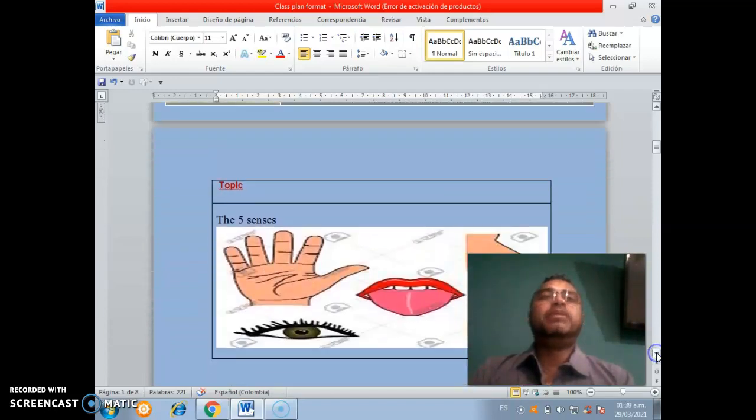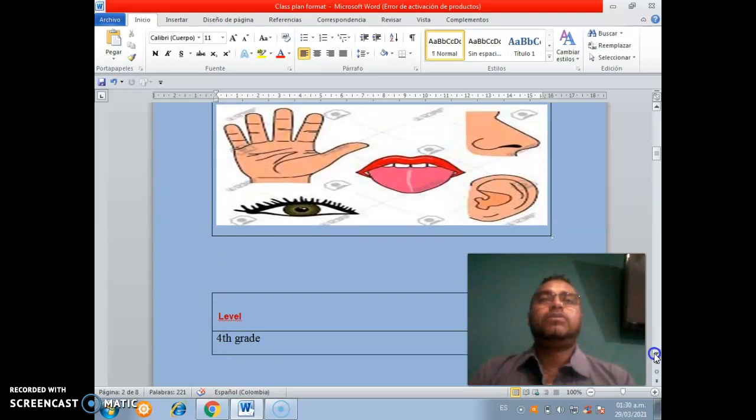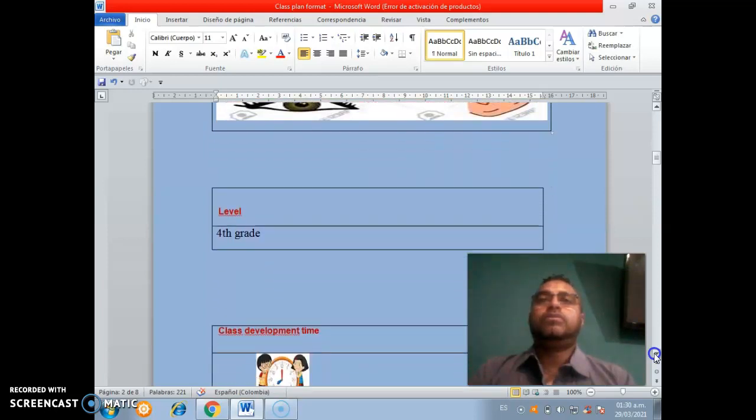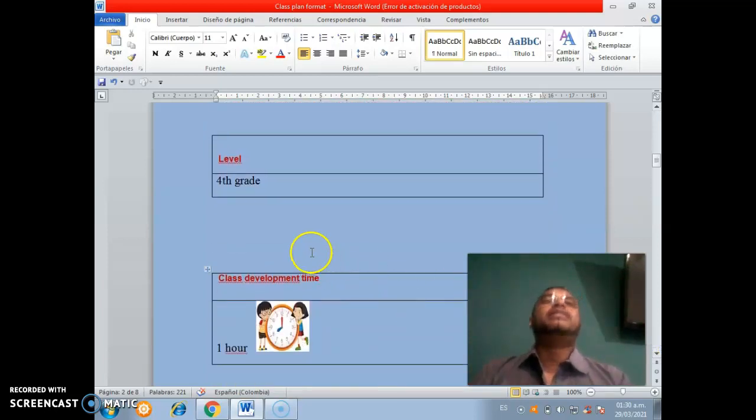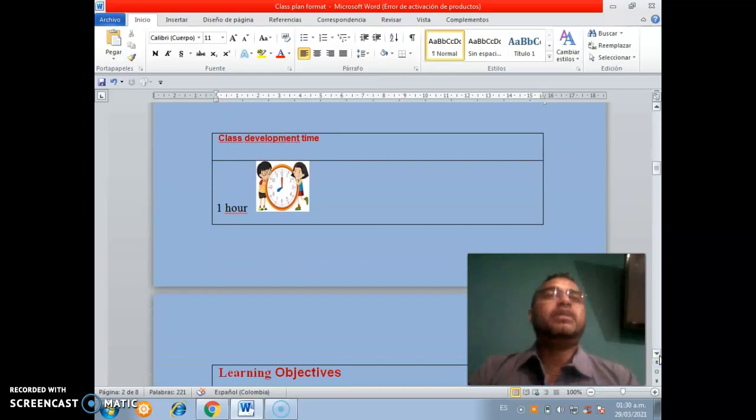The first element is topic. The topic is the five senses. The second element is level. The level is 4th grade. The third element is class development time, 1 hour.